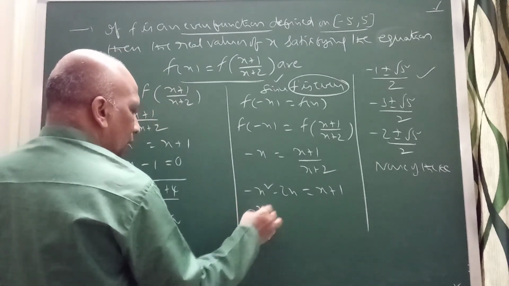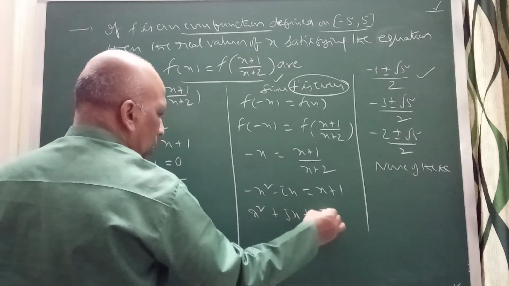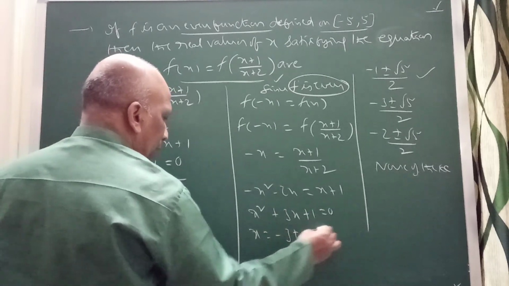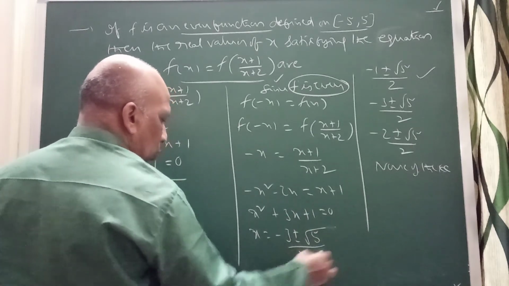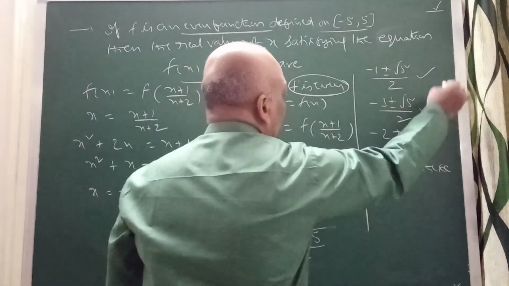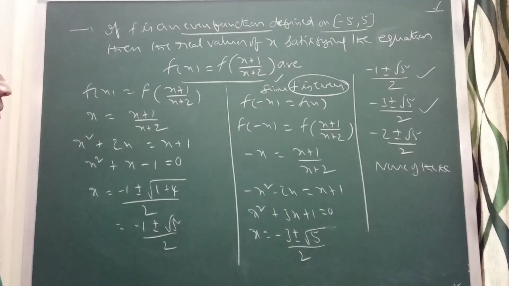Transfer to one side: x square plus 3x plus 1 equal to 0. Now if we take the roots, minus 3 plus or minus root of 9 minus 4, that is 5, by 2. This is also one of the options. So both the first and second options are right. Both options are right. Correct?